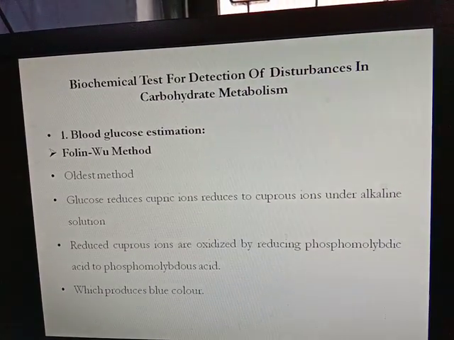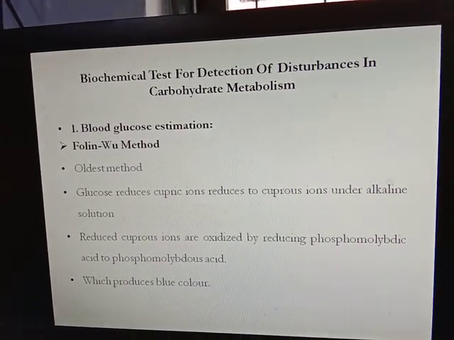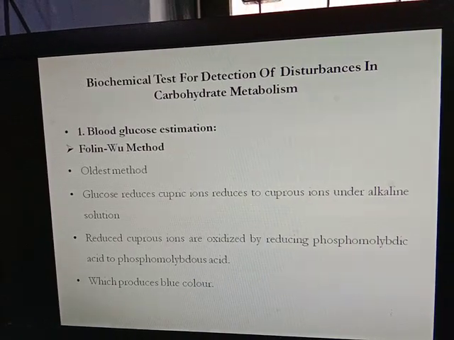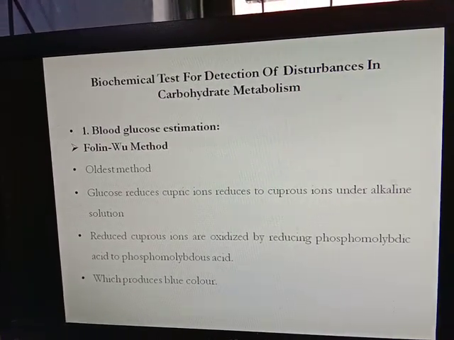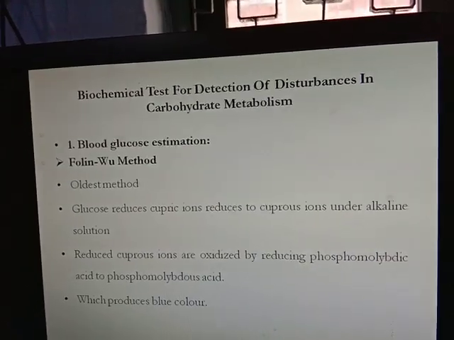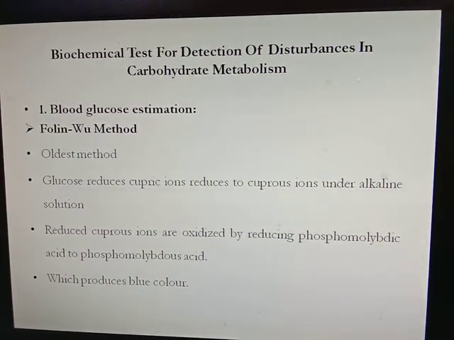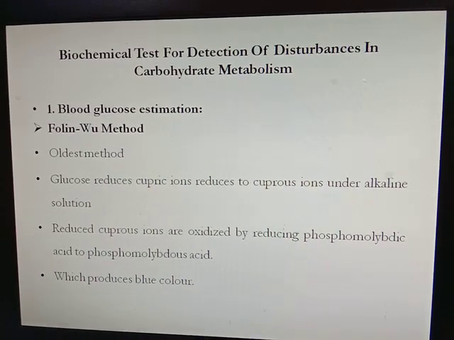The first method used for the blood glucose estimation is the Folin-Wu method. It is the oldest method which is used for the blood glucose estimation. This method we still use to teach the students in practicals for the blood glucose estimation.